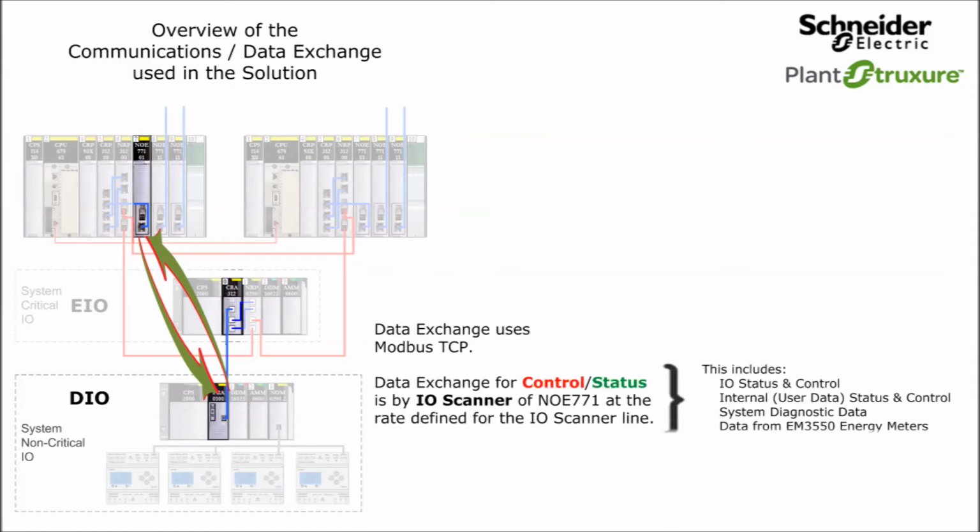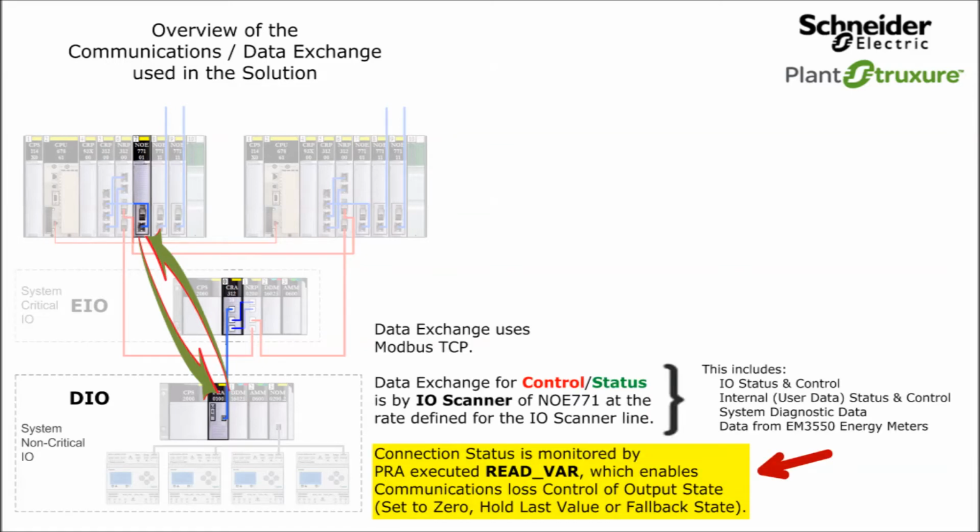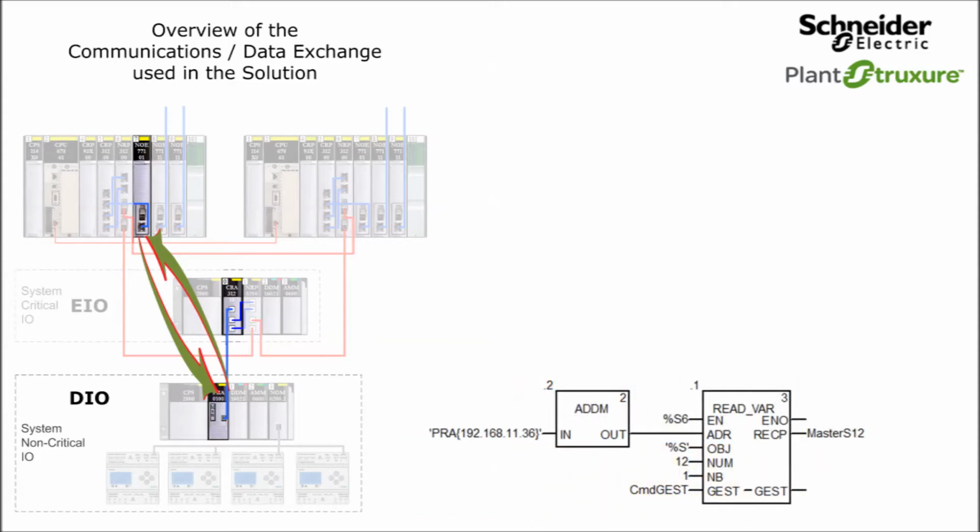The basis for this is a readvar function that will read from the Quantum %S12, the run status bit. If the readvar has an error or if S12 is false, then the fallback states can be set. The complete logic for this can be reviewed in the available Unity Pro content.